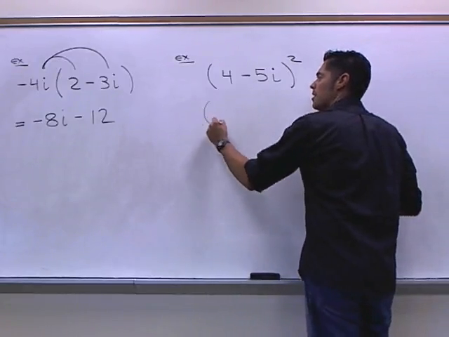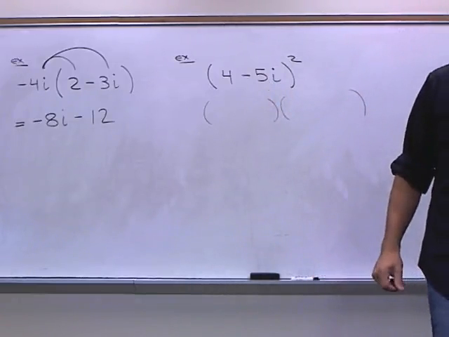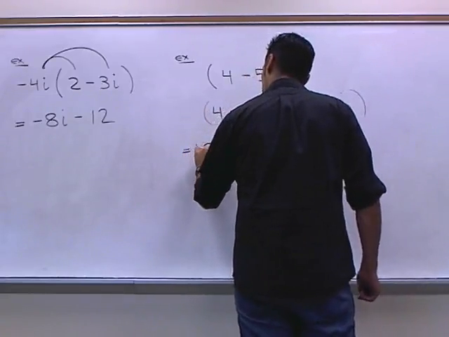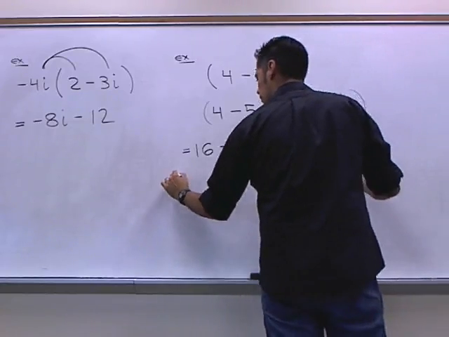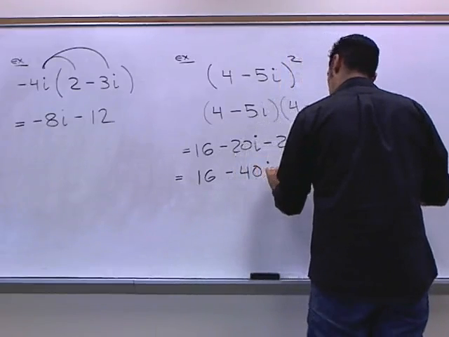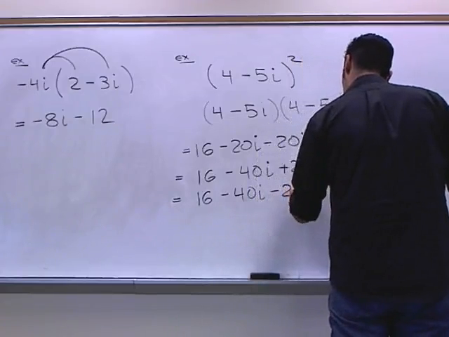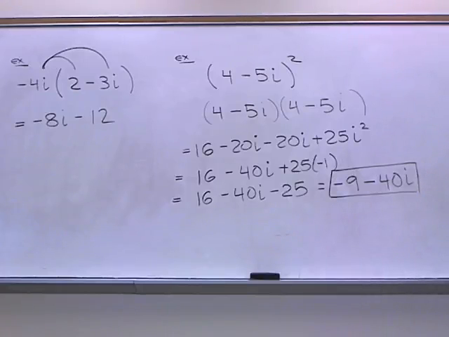I don't want you to get too far. This is a FOIL problem. You should have that. Make sure you've got that times itself, and then FOIL. That's what you should get. It can be negative 40i minus 9. That's fine. Yep, you can have it either way.